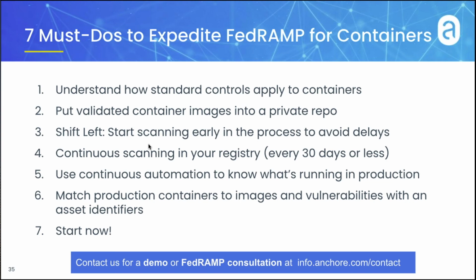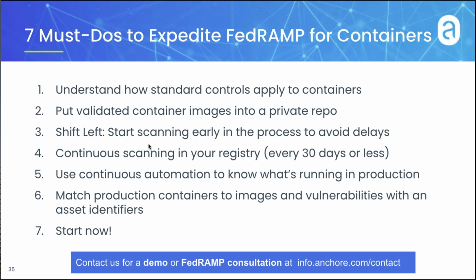4, we need to implement continuous scanning in our registry. This is actually aligning with continuous monitoring and vulnerability scanning best practices already put out by FedRamp, but now we're talking about applying it to registries. So make sure you're not pushing containers into production that don't have a security scan within the last 30 days. Super important there. 5 is we need to start using automation. When we start talking about monitoring what's in production, we really need an API-centric tool to make automation possible. The UI is not going to do that for you.